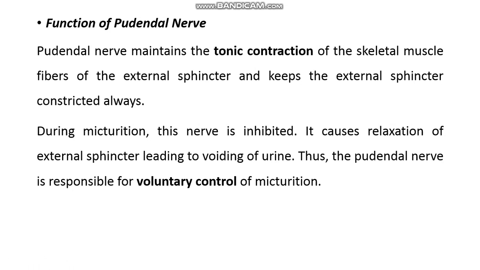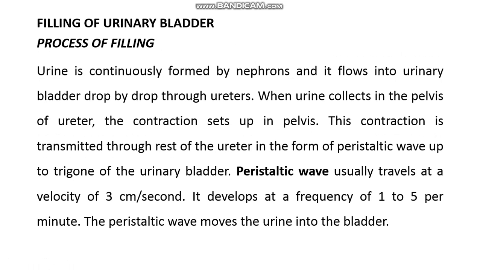So the pudendal nerve is responsible for the voluntary control of micturition. Then the next process is filling of the urinary bladder. How does the filling of the urinary bladder occur? Let us see the process of filling. Urine is continuously formed by the nephron and it flows into the urinary bladder drop by drop through the ureters. When urine collects in the pelvis of the ureter, a contraction is set up in the pelvis.